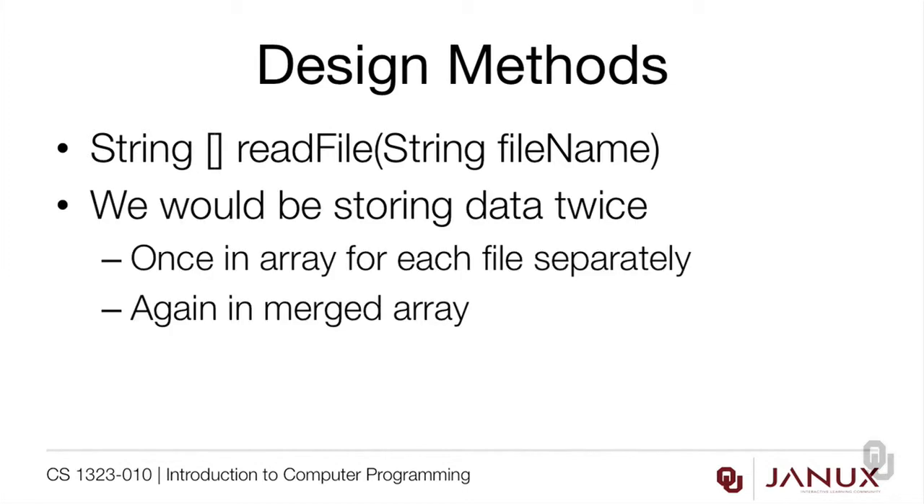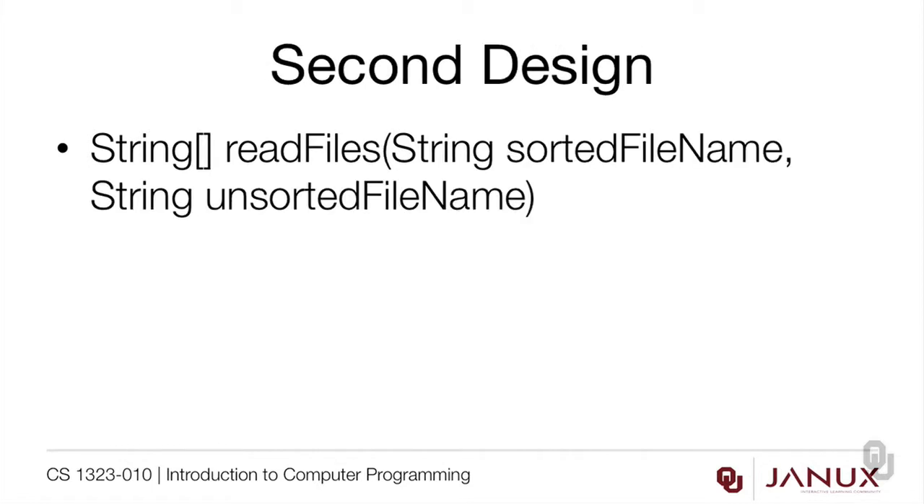But we've got a little problem here. And that's that we would then have to store the data twice because we would read the first sorted data into one array and then the second unsorted data into another and then have to combine them together. Oops, that's doubling the storage space. Remember, we're trying to be efficient in this particular program, and doubling the storage space is not efficient. So we need to consider a different design.